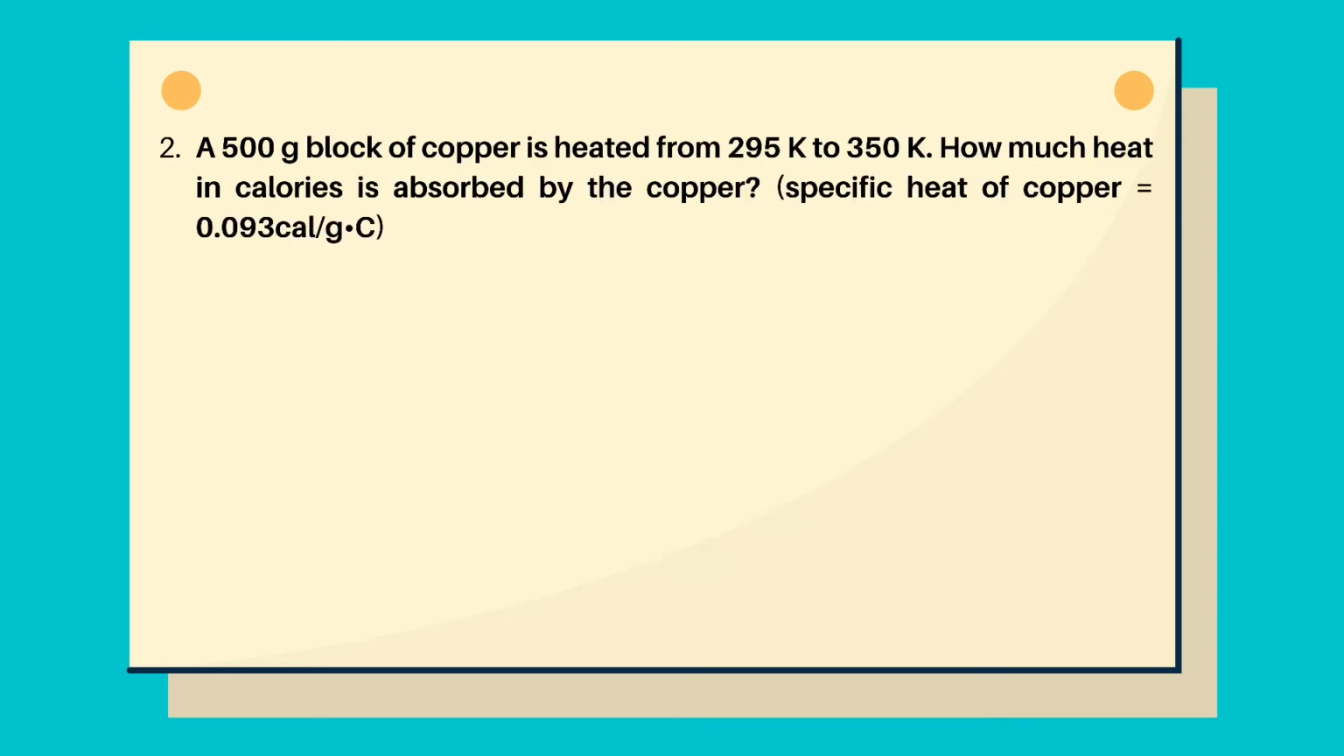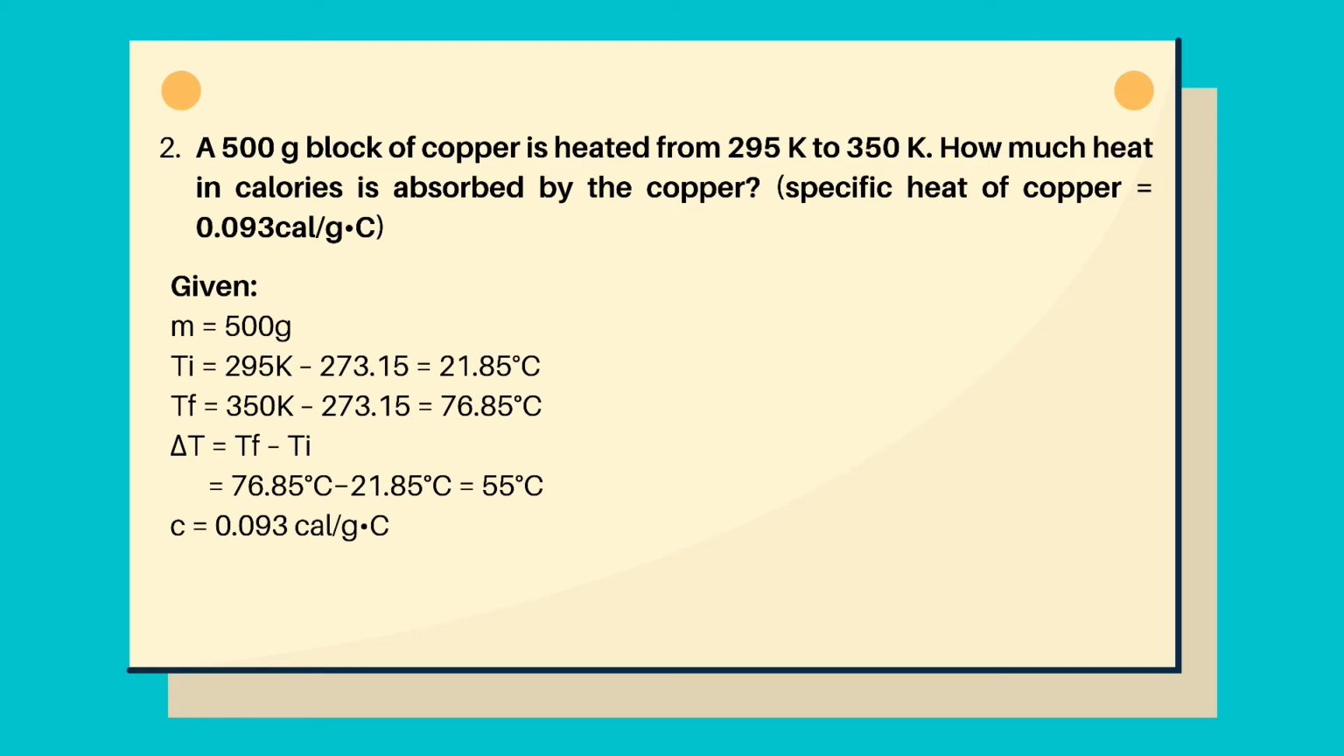Another example: a 500-gram block of copper is heated from 295 Kelvin to 350 Kelvin. How much heat in calories is absorbed by the copper? Specific heat of copper is 0.093 calories per gram degree Celsius. Given for this problem, we have 500 grams for the mass. Initial temperature is 295 Kelvin. By converting it to Celsius, we have 295 Kelvin minus 273.15, which is equal to 21.85 degrees Celsius. For the final temperature, we have 350 Kelvin.